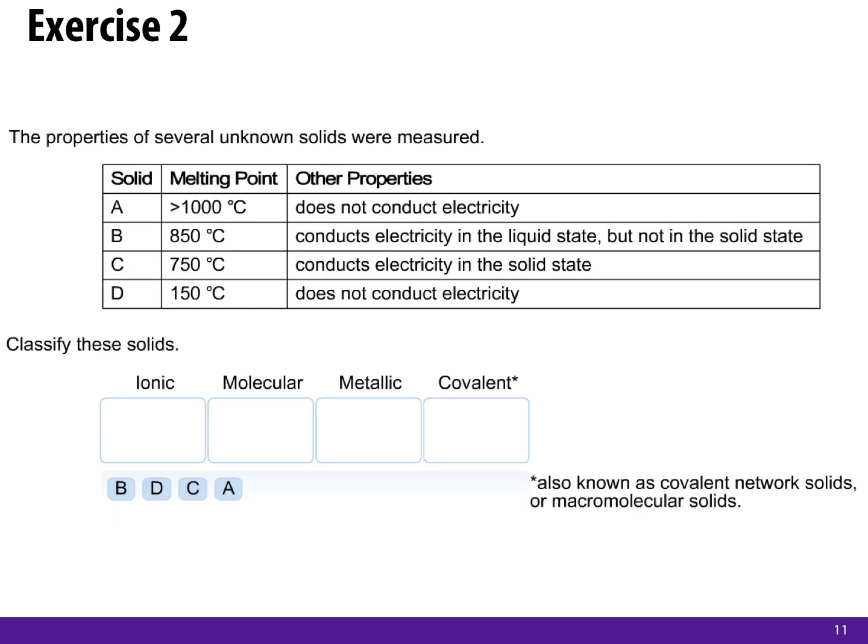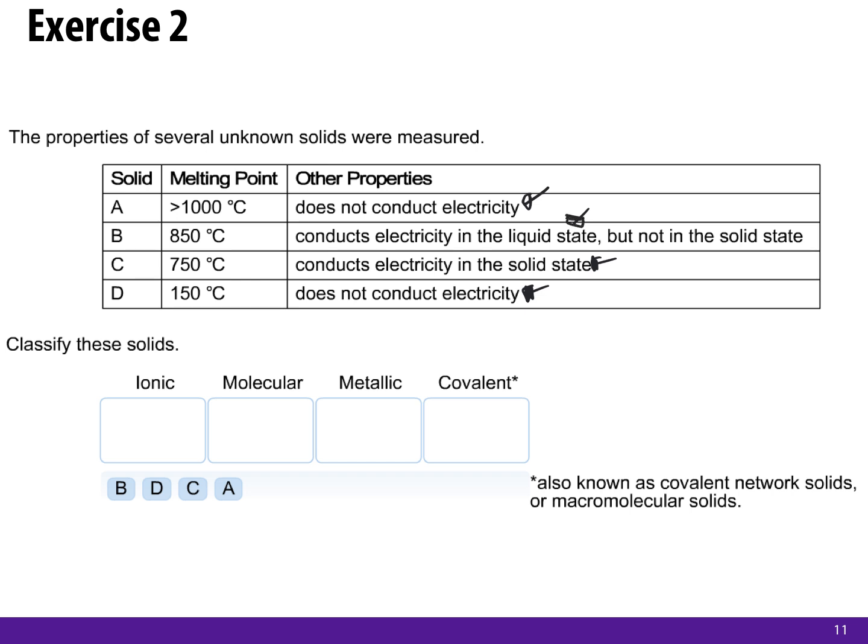Okay, next exercise, again focusing more on those properties. So take a minute to see if you can do this one, and then I'll show the solution. Okay, so this one, we have melting points as well as these conductive properties. So maybe the conductive properties are a little bit easier as a place to start. A does not conduct electricity, and D does not conduct electricity, whereas C does conduct electricity in the solid state, and B only conducts in the liquid state.